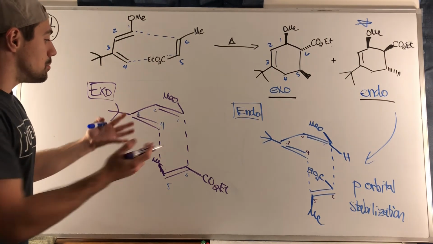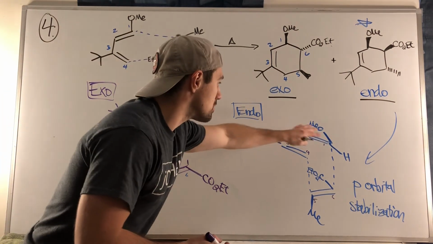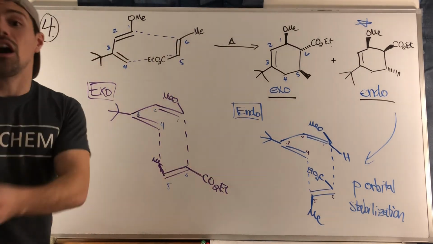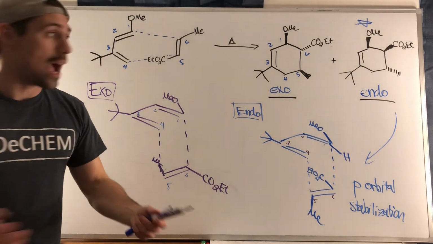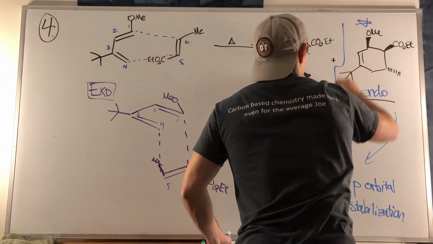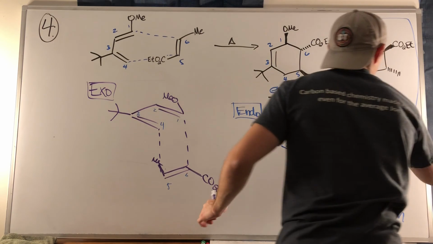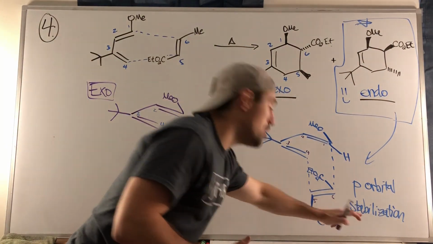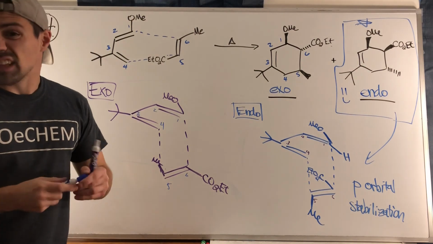But here, you miss out on the wonderful p orbital stabilization for the transition state, because here the ester is not underneath the diene. You miss out. This is the minor product, the exo product, which we know and love. This transition state explains why, p orbital stabilization. You wouldn't even have to really write that down. That's just if you felt like it.